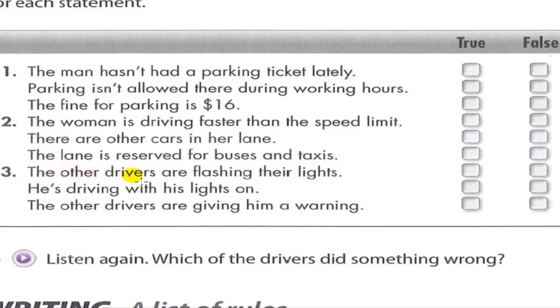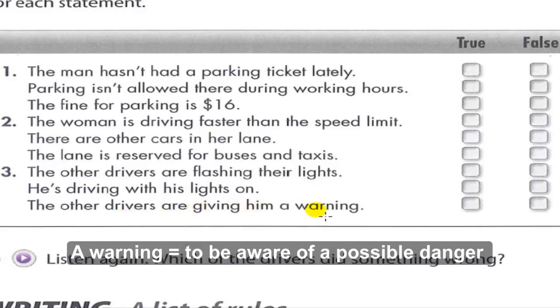3. The other drivers are flashing their lights. True or false? True. He's driving with his lights on. False. No. Wrong. False. The other drivers are giving him a warning.